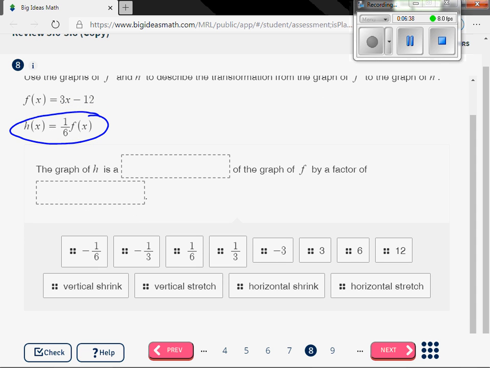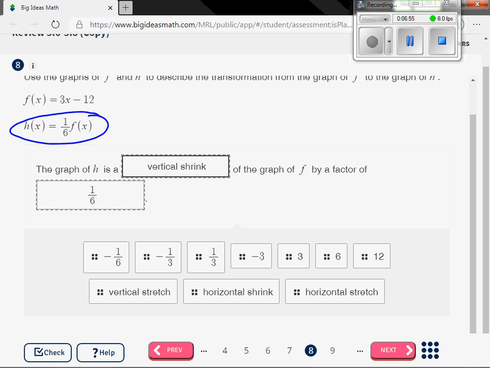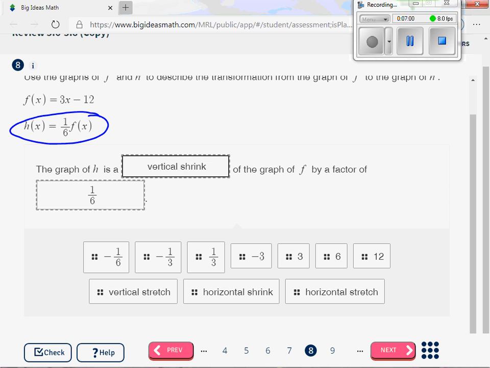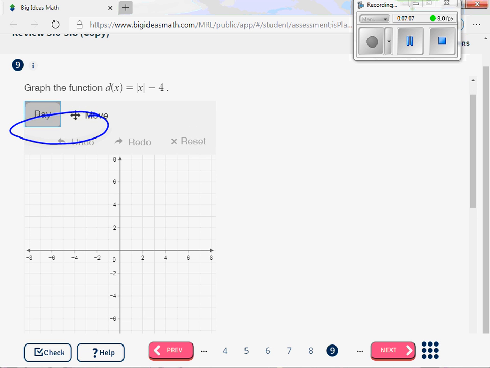So this one here, again, we have a number being multiplied outside, so it would be a vertical what? Shrink, because it is what? 1/6. So it is smaller than 1, so it would be a vertical shrink of the graph by a factor of 1/6. And if we check it, okay.